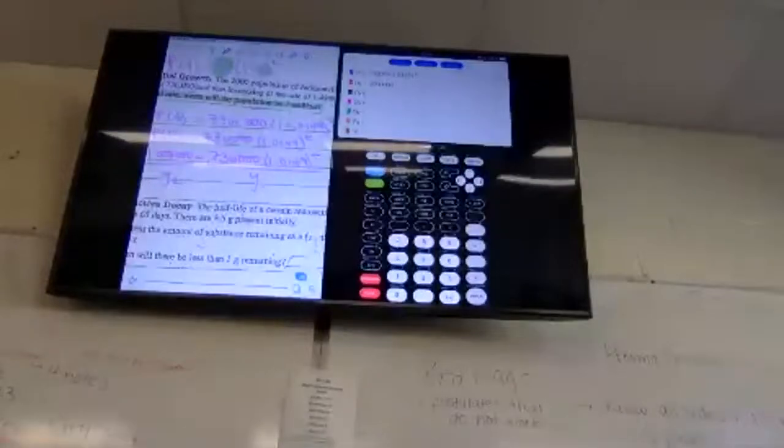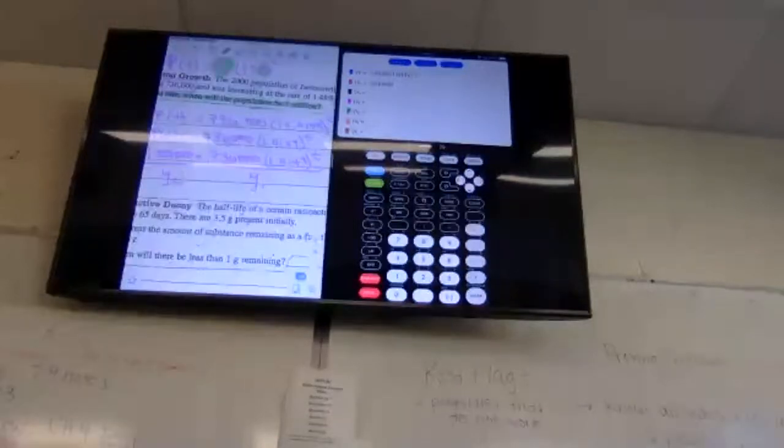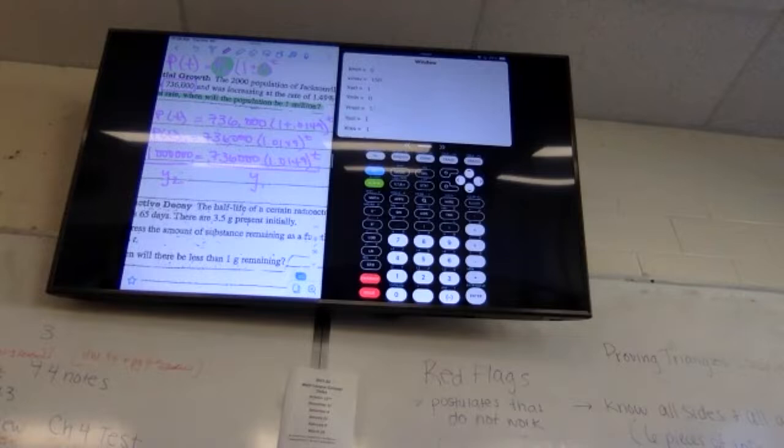Now, before I press graph, I'm going to have to go play with my window because I just made my y2 be 1 million. So my y max needs to be bigger than 1 million. Right now mine's at 5. If I just pressed graph, I'd be really stressed out because it wouldn't show me what I needed to see. So I'm going to go over to my window and make my y max a little bit over 1 million. 2 million might be too big, but a little bit over 1 million is going to help me see the point of intersection.